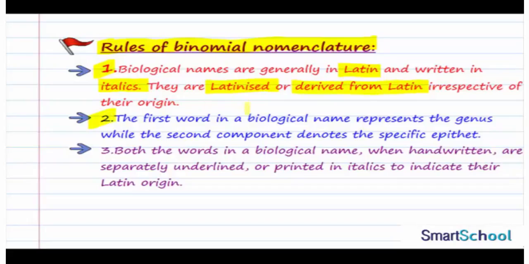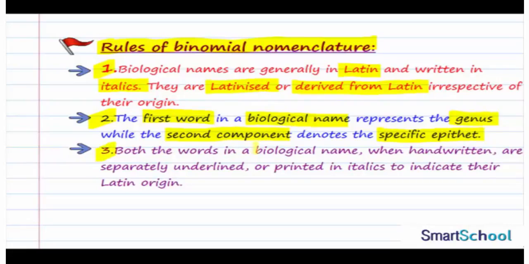The second rule, the first word in a biological name represents the genus, while the second component denotes the specific epithet. So we had studied that there are two components of a biological name in binomial nomenclature, that is the generic name and the specific epithet. So the first word represents the generic name or the genus, and the second component denotes the specific epithet.